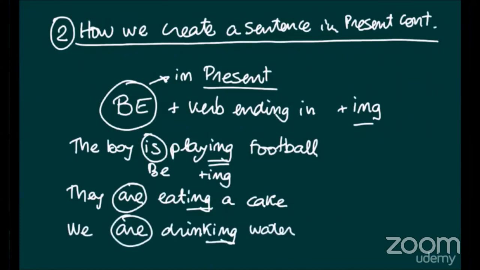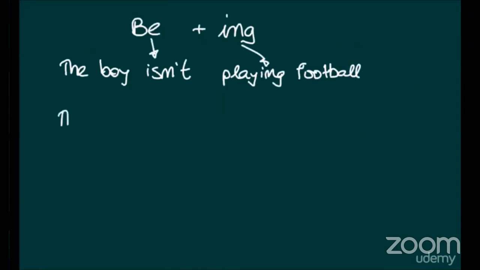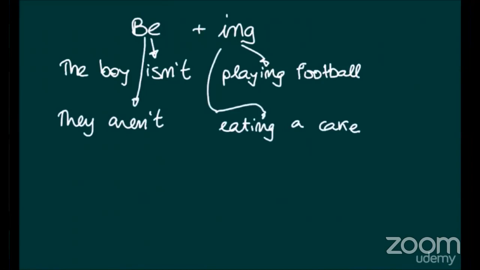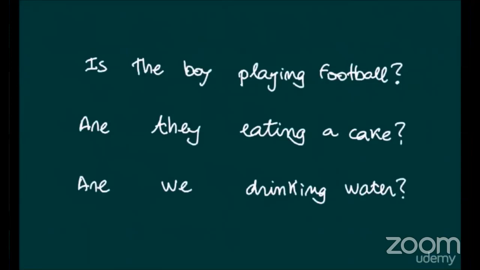As we have a verb to be, to create the negative sentences or questions, we use the verb to be. The same sentences in negative are: the boy isn't playing football. They aren't eating a cake. We aren't drinking water. And for the questions, we just move the verb to be and put it at the beginning of the question. Is the boy playing football? Are they eating a cake? Are we drinking water?